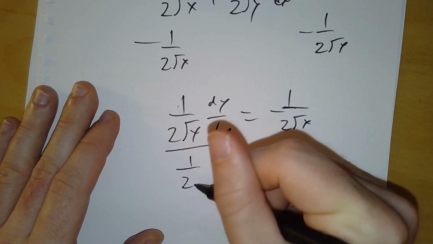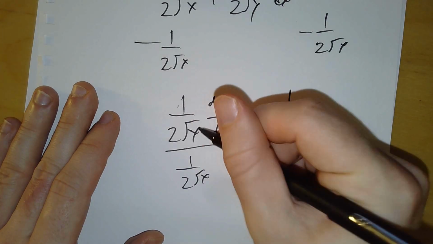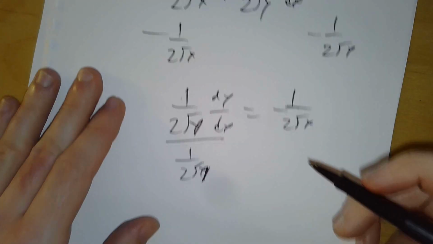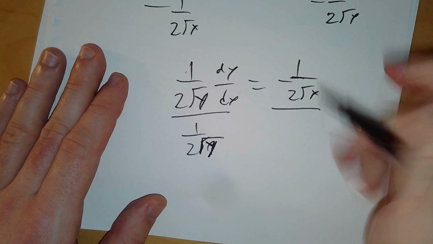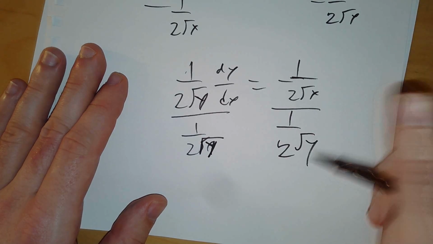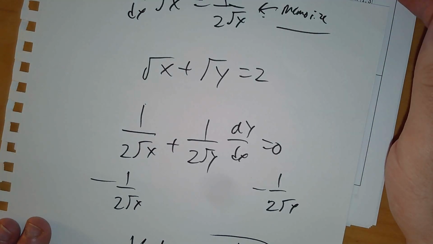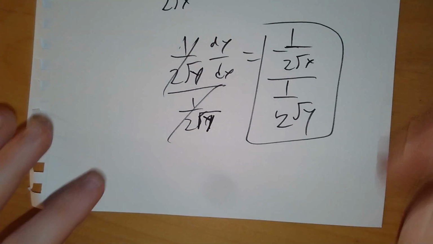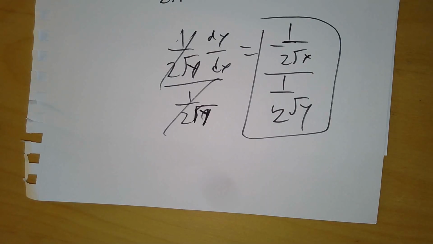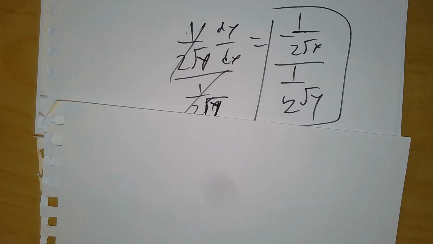Divide by 1 over 2 root y. Cancel, cancel. This is what it equals, but I need it at this point, 9/4, 1/4. So remember what I said about simplifying complex fractions. This is, again, a complex fraction because you have a fraction on top of a fraction. The way that you simplify that, if you remember, is you multiply by the reciprocal of the denominator.